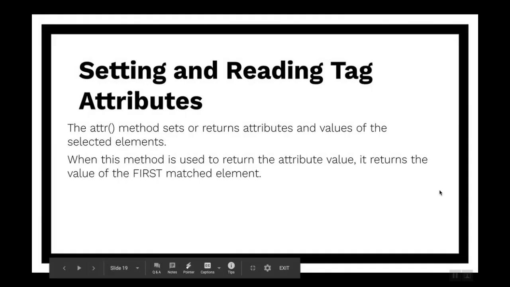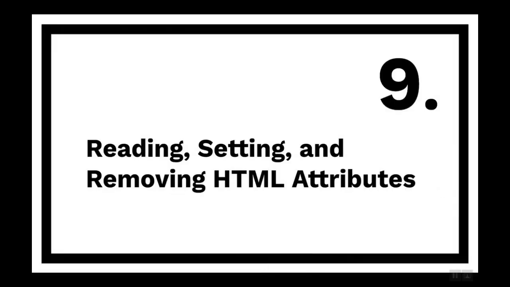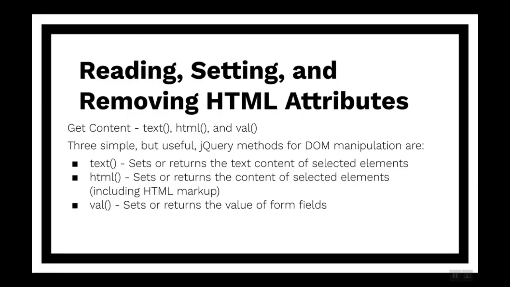So we already covered the attribute method. Moving on to reading, setting and removing the HTML attributes. So let's look at some other ways we can find attribute values for elements, and also how to remove any of these. So let's look at getting the content first. So we use the text, HTML, and value methods. Let's look at the HTML method first.